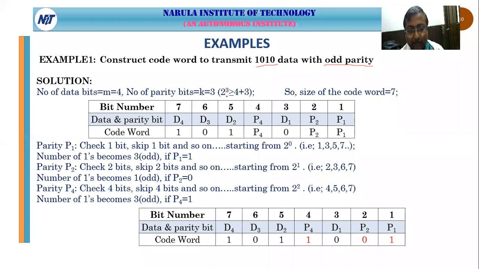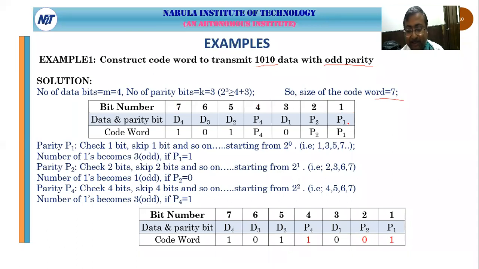Now, what will be the K? K will be such that 2 to the power of K is greater than or equal to 4 plus K plus 1. That means obviously this is 8, so that is 2 to the power of 3. Okay, so the size of the code word is 4 plus 3, which is 7. Now write 1, 2, 3, 4, 5, 6, 7.